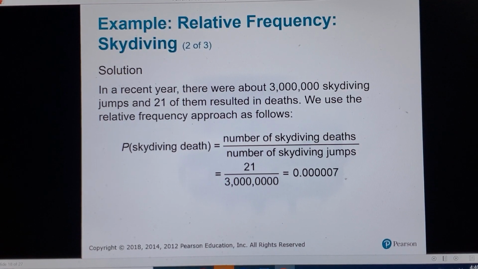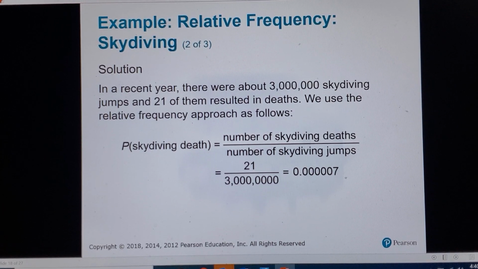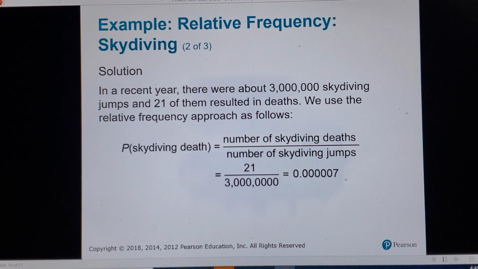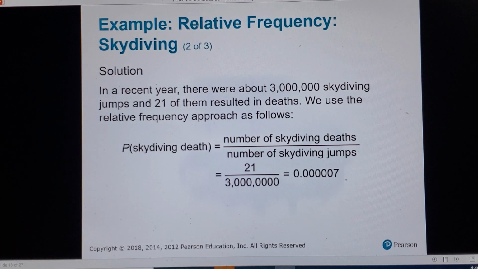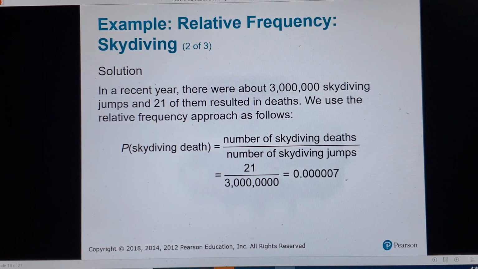So the event we're looking at is the possible deaths. How many ways did that happen? That happened 21 different times. So the number of skydive deaths is 21 over however many skydives there have been or that you were looking at. And of those 21 deaths, that came from 3 million skydives. And from those 3 million skydives, only 21 of them resulted in death.